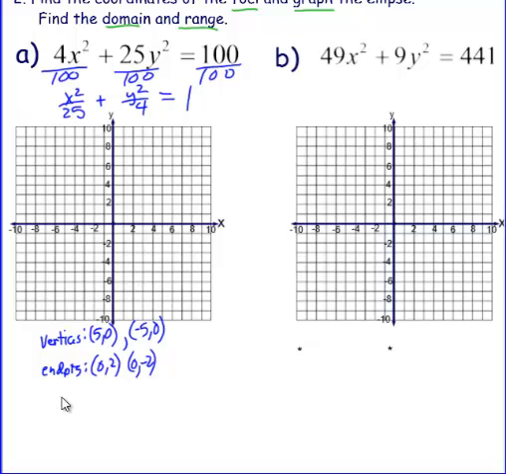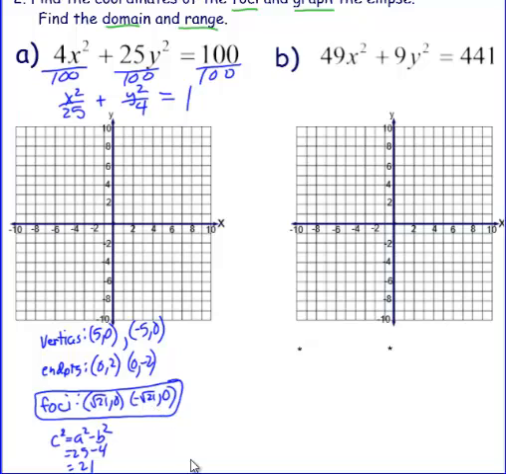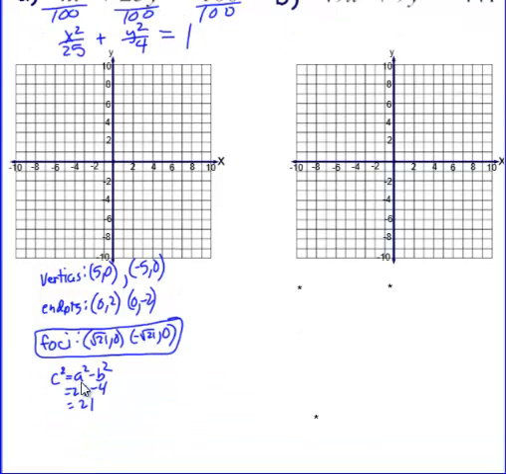Then we can calculate our foci using c squared equals a squared minus b squared. So this time I have a squared and b squared, so I subtract, then take the square root. That gives me the foci.